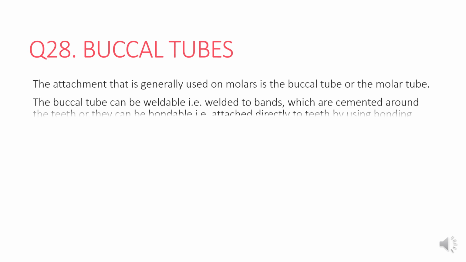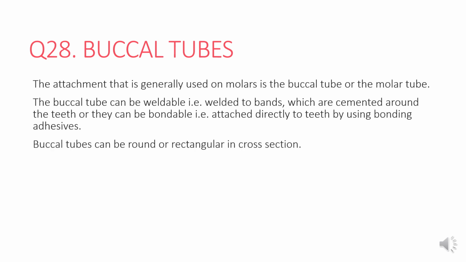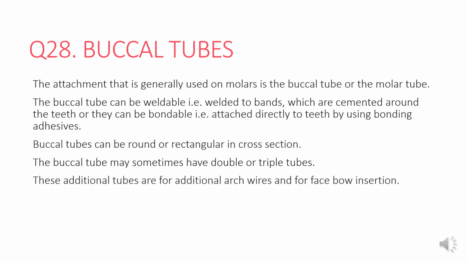Number 28 is buccal tubes. The attachment that is generally used on the posterior teeth is the buccal tube or the molar tube. The buccal tube can be weldable, in essence welded to bands which are cemented around the teeth, or they can be bondable, that is attached directly to teeth by using bonding adhesives. Buccal tubes can be round or rectangular in cross section. The buccal tube may sometimes have double or triple tubes. These additional tubes are for additional arch wires and for facebow insertion.